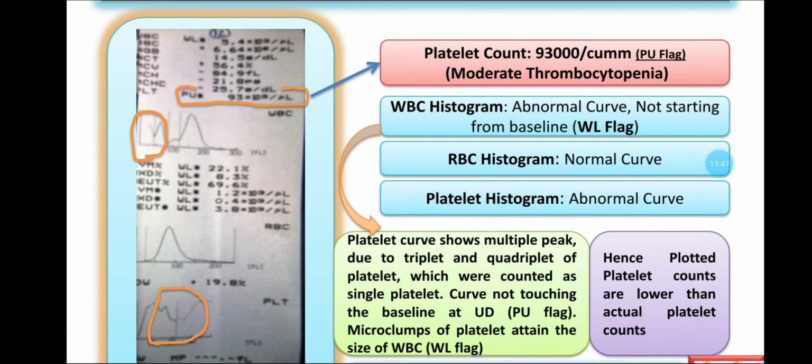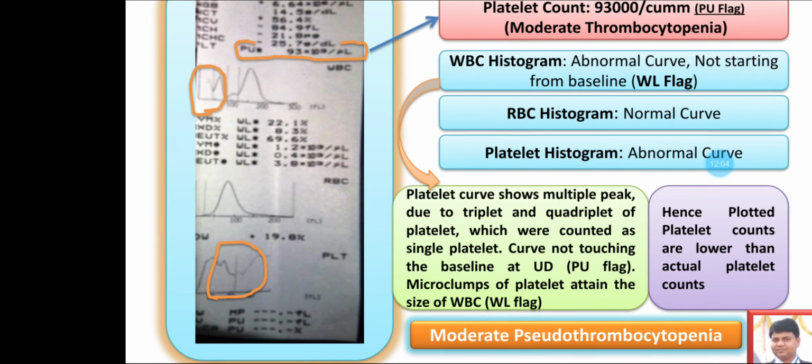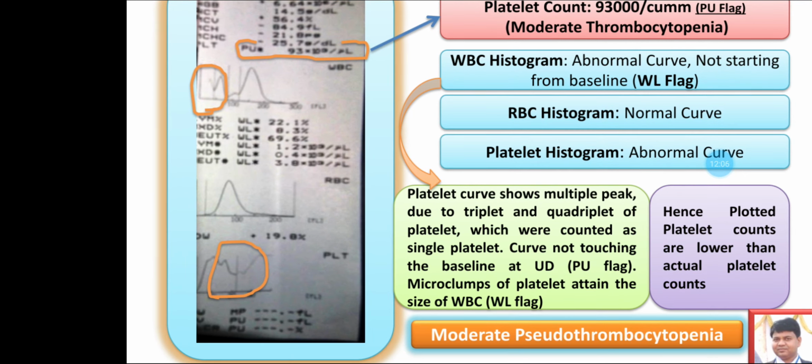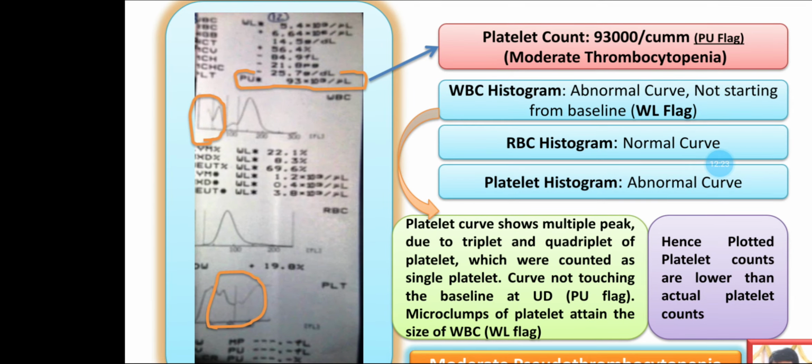If we go through case number 2, here also in the platelet count, there are 93,000 total platelets, and you will see there is the presence of a PU flag. In these CBC strips, you can see there is abnormality not only in the platelet curve, but also in the WBC curve. Here we can see the WBC curve is abnormal. It is not starting from the baseline and is showing a WL flag.